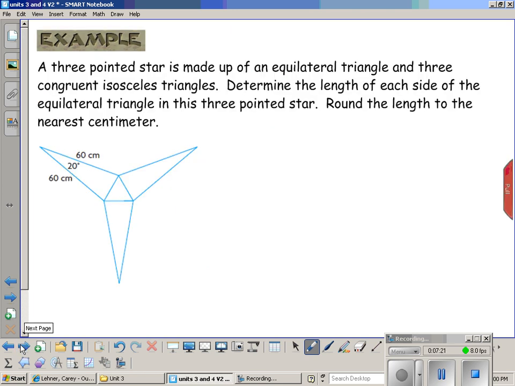In this example, we have a 3-pointed star made up of an equilateral triangle and 3 congruent isosceles triangles. Determine the length of each side of the equilateral triangle in the 3-pointed star. So here's our equilateral triangle. Equilateral means all 3 sides are the same. So we want to determine what that side is. So we are really looking at this triangle right here.